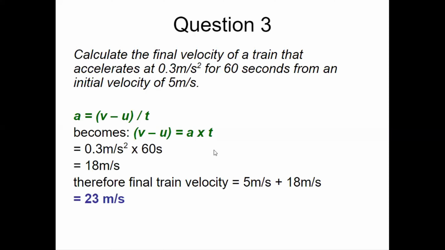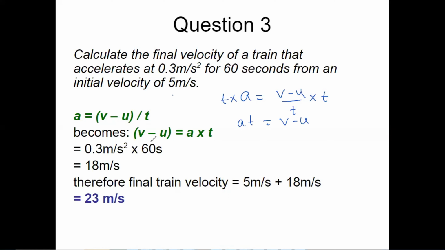The next example: calculate the final velocity of a train that accelerates at 0.3 meters per second squared for 60 seconds from an initial velocity of 5 meters per second. I just want to explain what you can see on your screen. So right now, we need to calculate the final velocity. So A is given by V minus U over T. For us, we need to make V the subject of the formula. So we'll multiply both sides by T. So we get AT is equal to V minus U. That is where we are here.